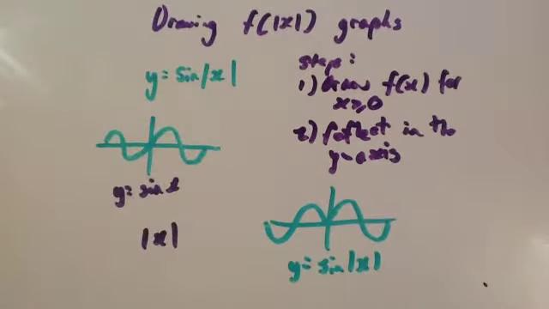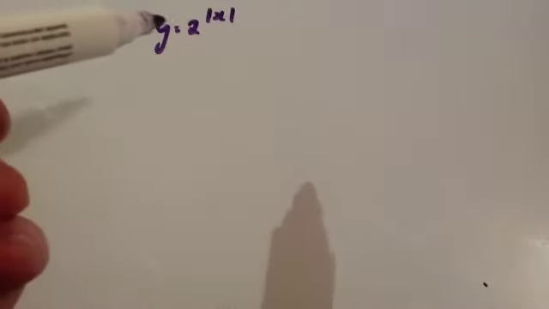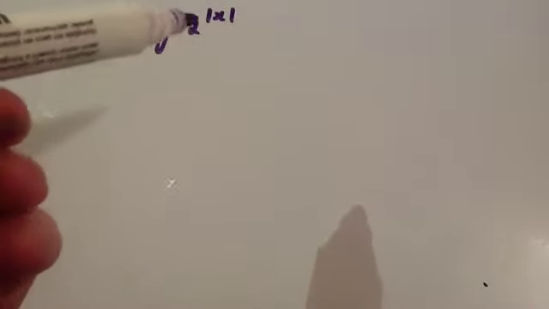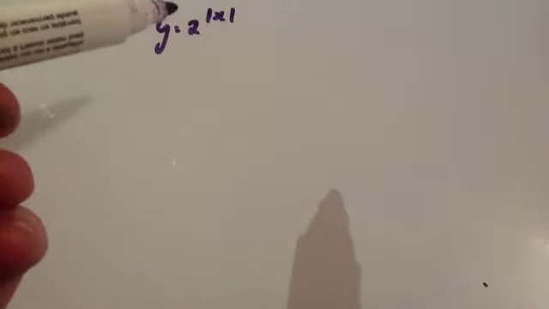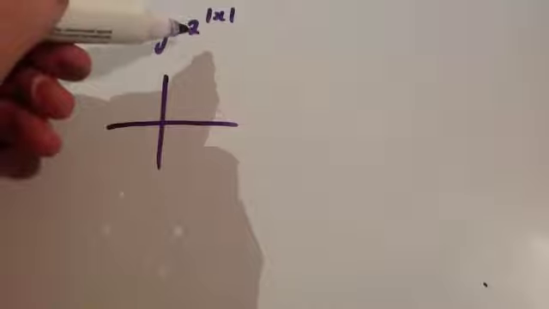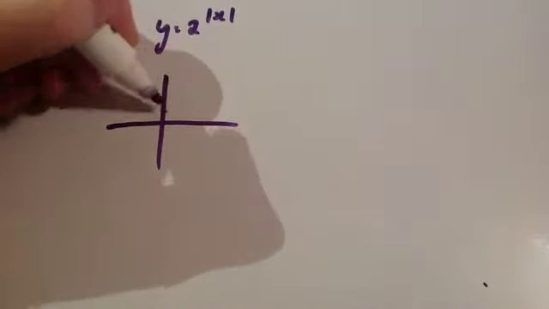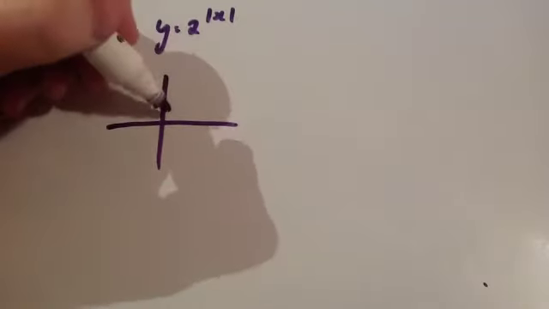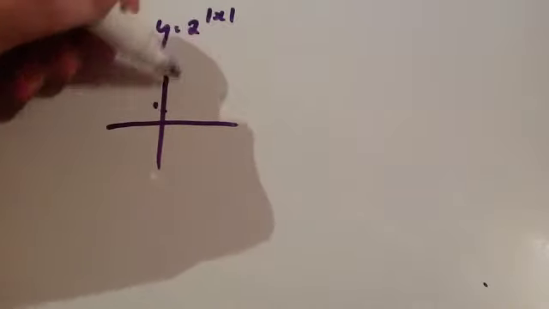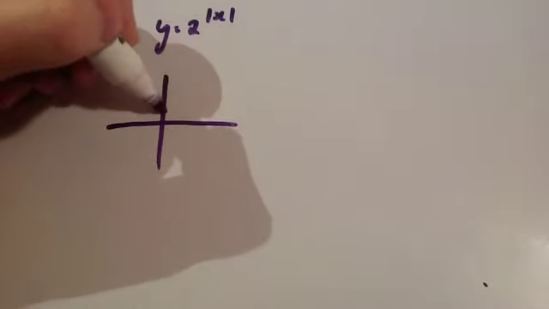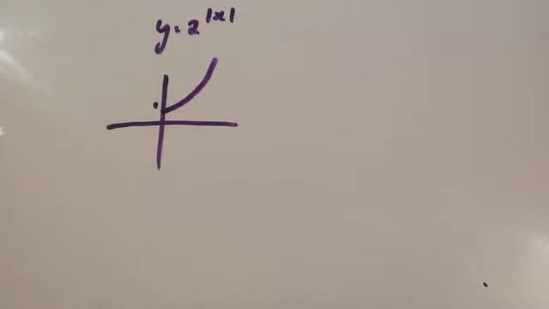Let's look at another example. We're going to draw the graph y equals 2 to the modulus x. You can see the modulus is within the function, so it's not y equals the modulus of 2 to the x, it's y equals 2 to the modulus x. So first of all we draw the graph of 2 to the x as normal. 2 to the 0 is 1, anything to the 0 is 1, then 2 to the 1 is 2, 2 to the 2 is 4. Remember, it's your exponential graph, it's going to look something like that.